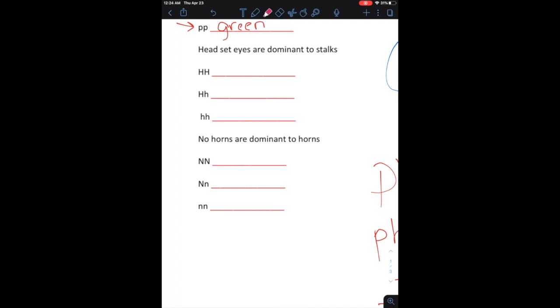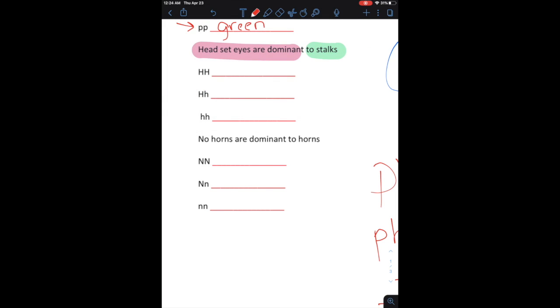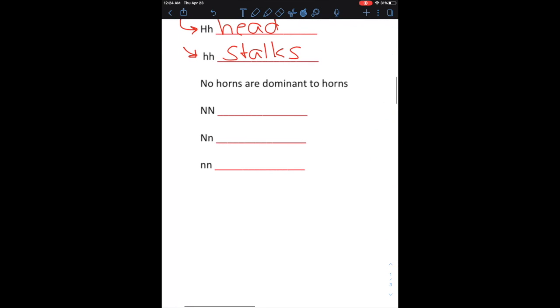Okay, next, headset eyes are dominant to stalks. So headset eyes are dominant, stalks are recessive. So here we have 2 dominant. The genotype has 2 dominant alleles, so that's going to mean that the phenotype is headset eyes. Okay, same thing over here. We have 1 dominant allele, 1 recessive. Dominant's going to dominate. It's going to be headset eyes again. Here we have 2 recessive, so that's going to be stalks for the phenotype.